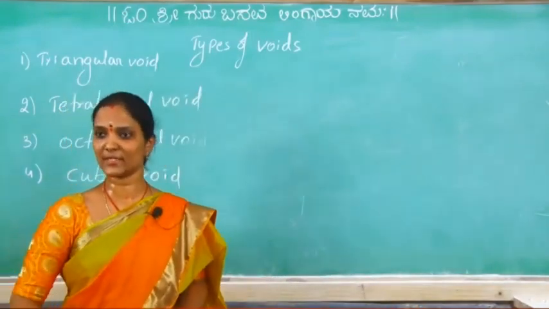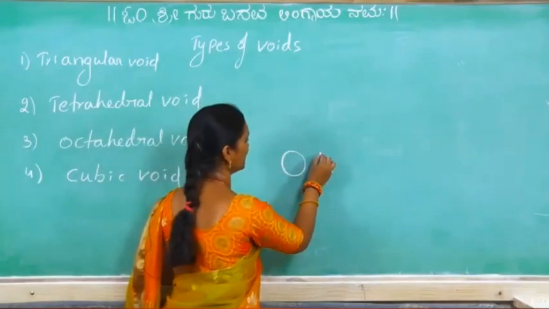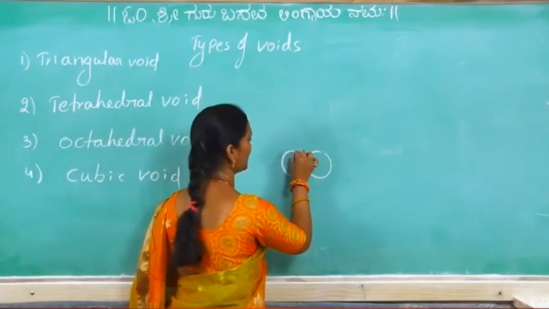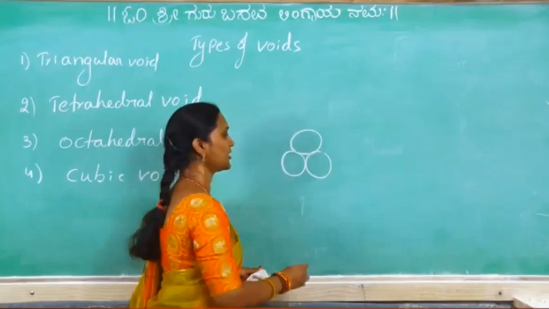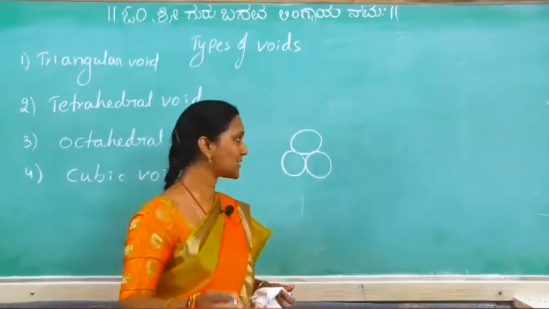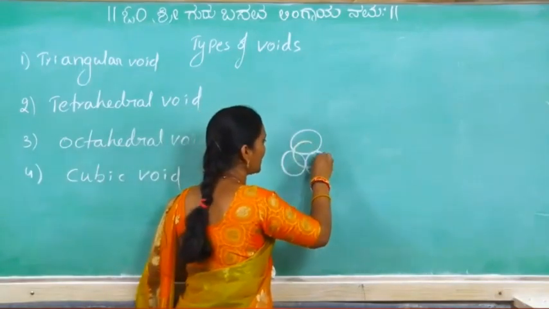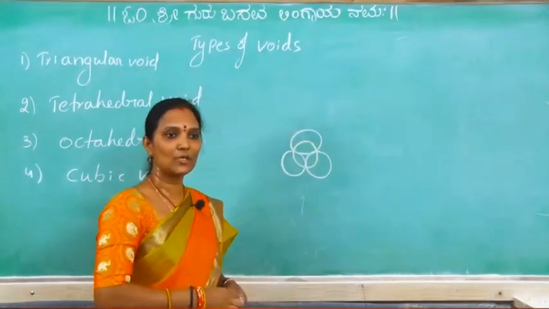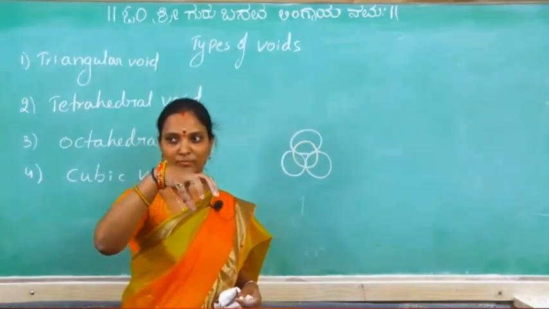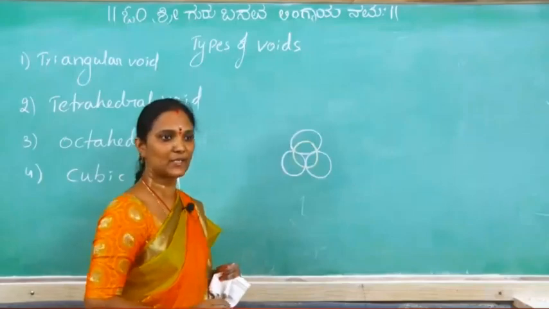Tetrahedral void. What is this tetrahedral void? Now, these are the three particles. One layer, three particles are there. On these three particles, I placed one more particle like this. On these three, I placed one more. Now four are in contact. Four particles are in contact.